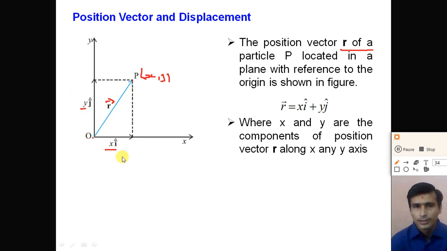Vector OP is equal to the addition of their perpendicular components, right? So the x component of the vector OP, or the vector r, is a x i, and the y component of the vector r is a y j, right? So here the position vector is represented by r = x i + y j, where x i is the x component of the position vector r along the x axis and y j is the y component of the position vector along the y axis, right?